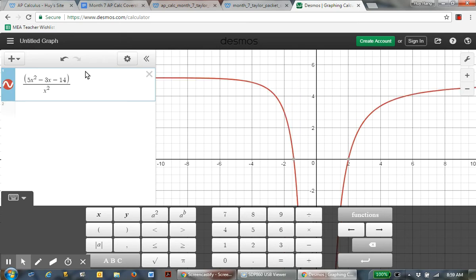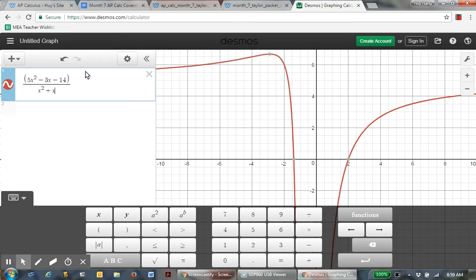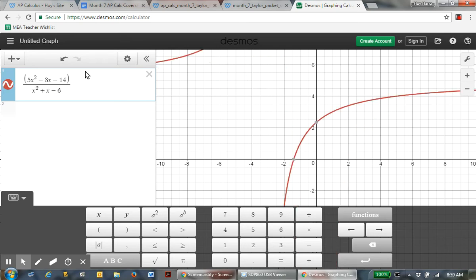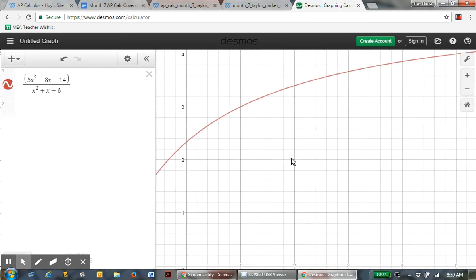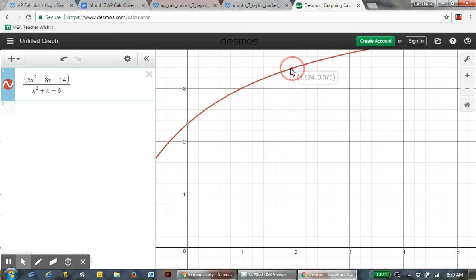So what's the limit as x approaches 2? Where is x approaching 2? Would it be a hole? Yes, there'd be a hole at x equals 2. It is undefined, but do we see where it's sort of approaching?